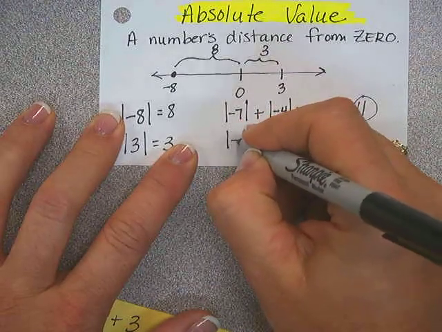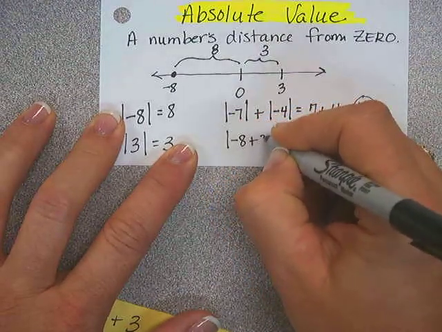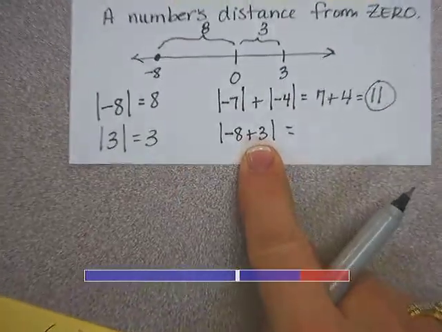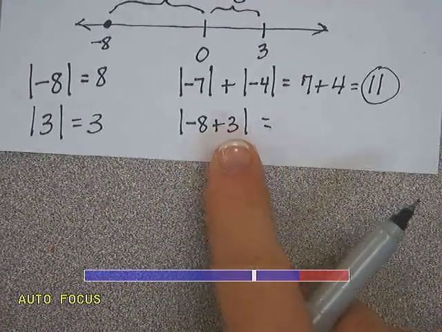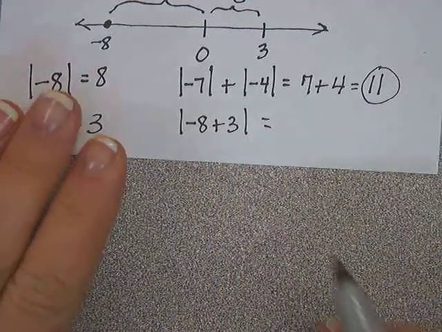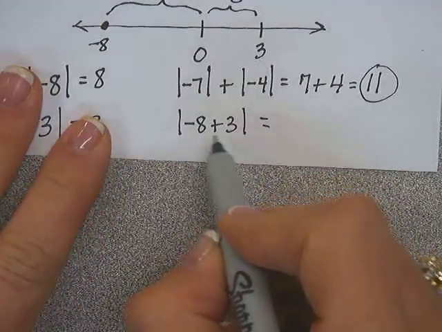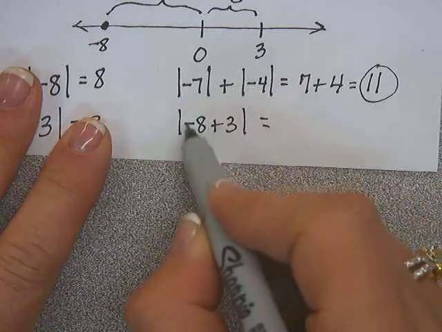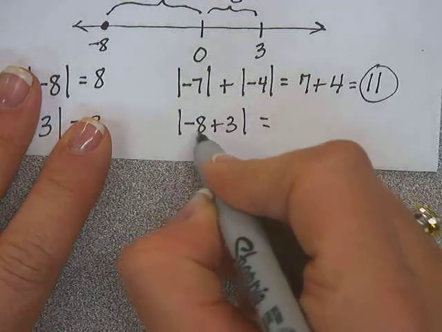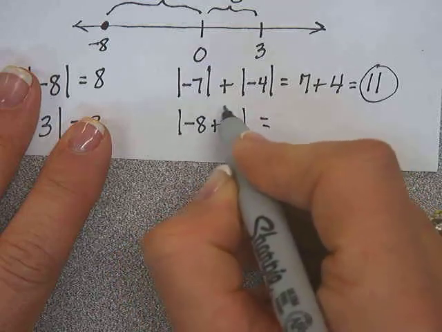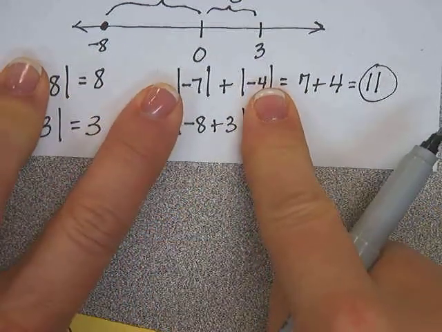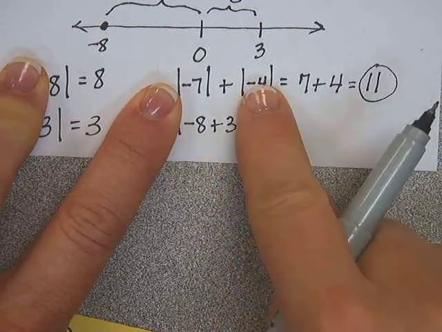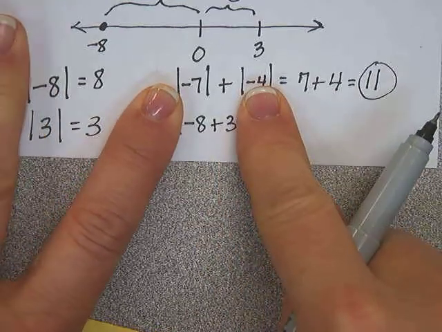Okay, so let's try something a little bit different. What if we saw this? And what if the math operation was inside of the absolute value symbol? Well, remember with our order of operations, you need to do inside any parentheses or any grouping symbols first. So we really have to do this calculation first. So apart from the absolute value, what is -8 plus 3?